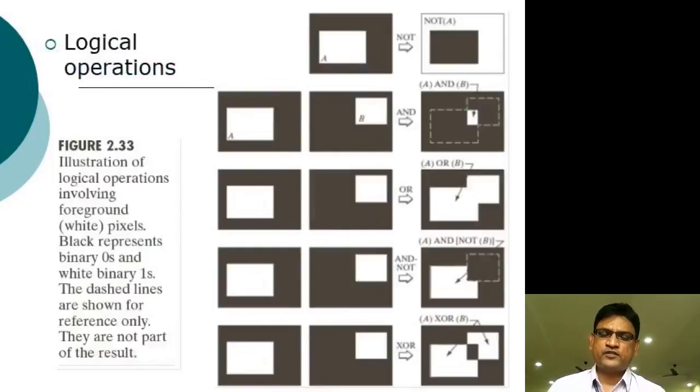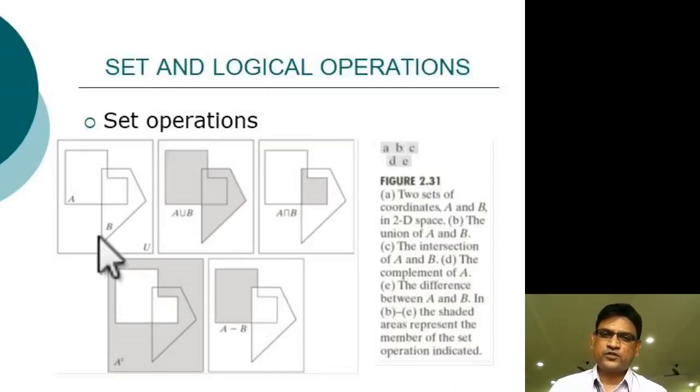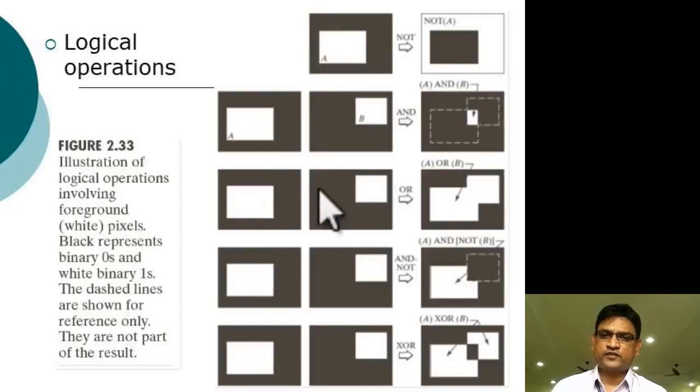Similarly, with this we have logical operations. The basic difference is that set operations involve only one set, whereas logical operations involve two different images, and these are operations on binary images only. Both the set operations as well as the logical operations are on binary images only. Here you can see this is an image, and NOT means opposite. With two images we have combinations of AND, OR, AND NOT, XNOR, and so on.